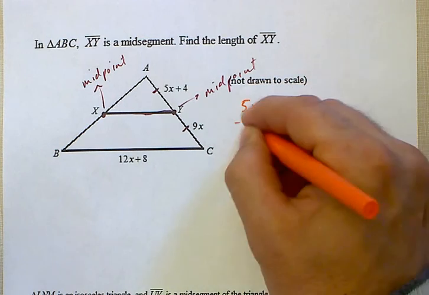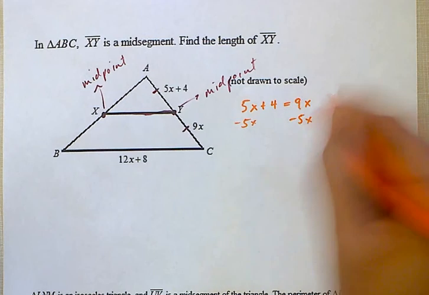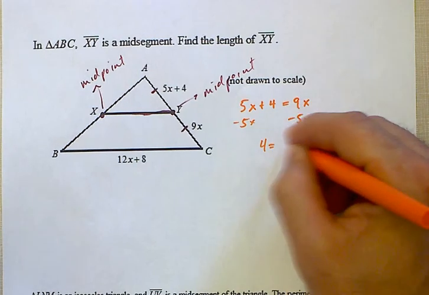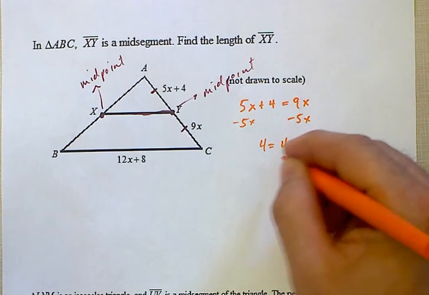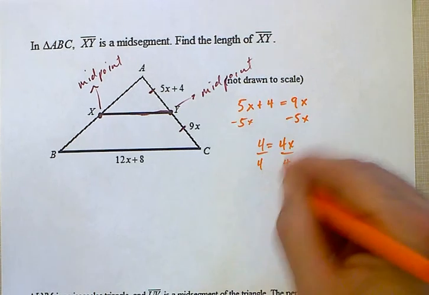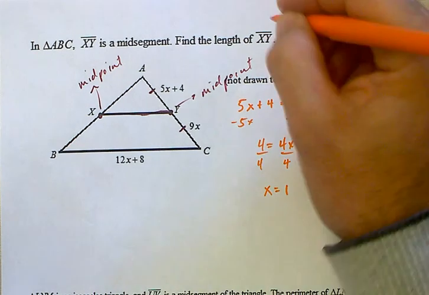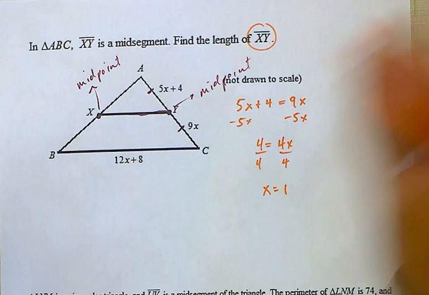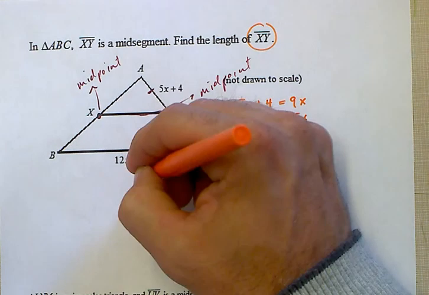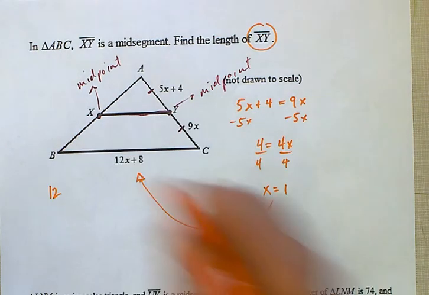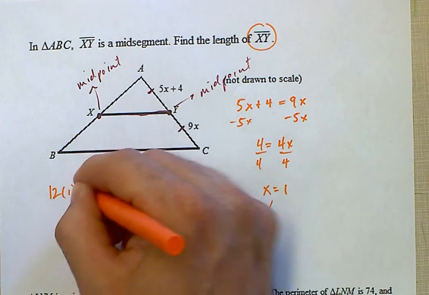Letters to one side, 9x minus 5x, divided by 4, x is equal to 1. Now they ask for the length of XY. Well, I know x, so always look to plug in here. 12 times 1 plus 8 is 20.